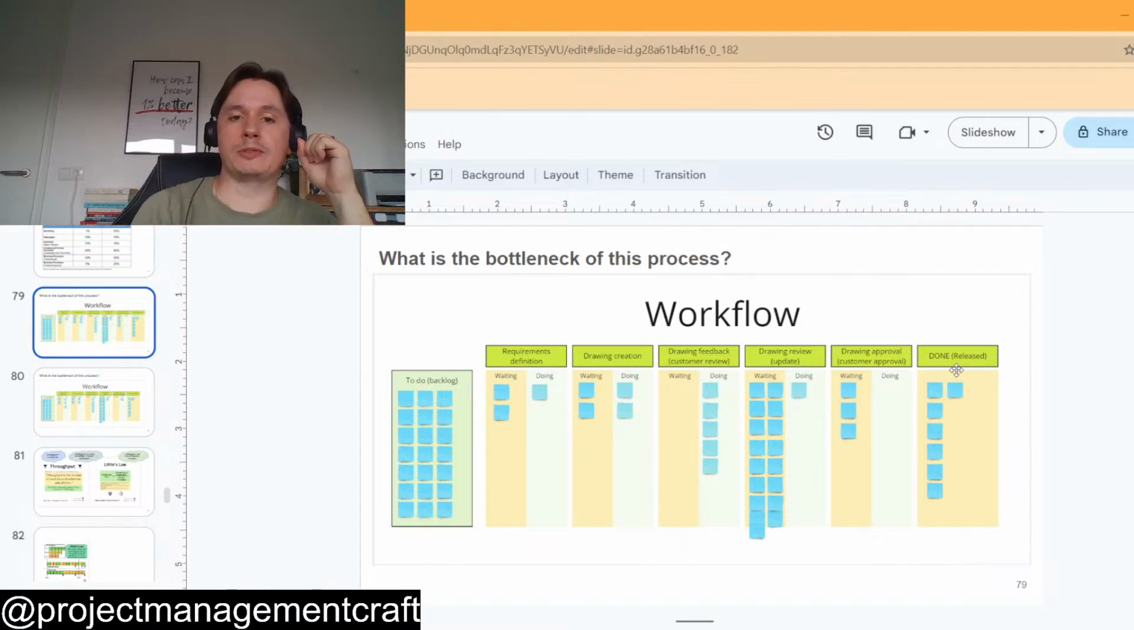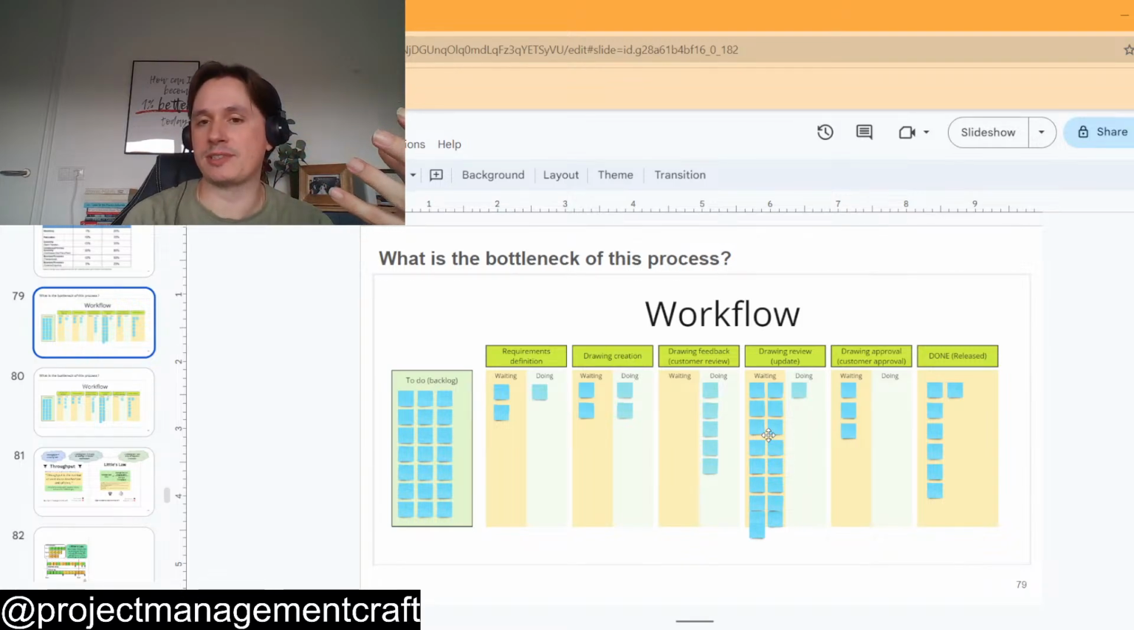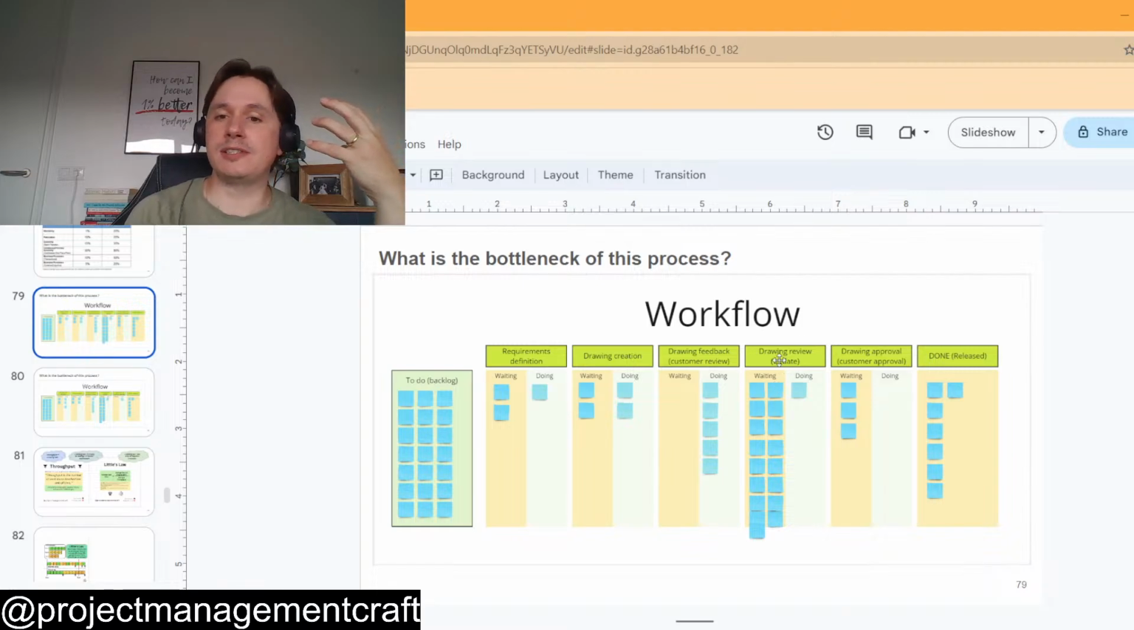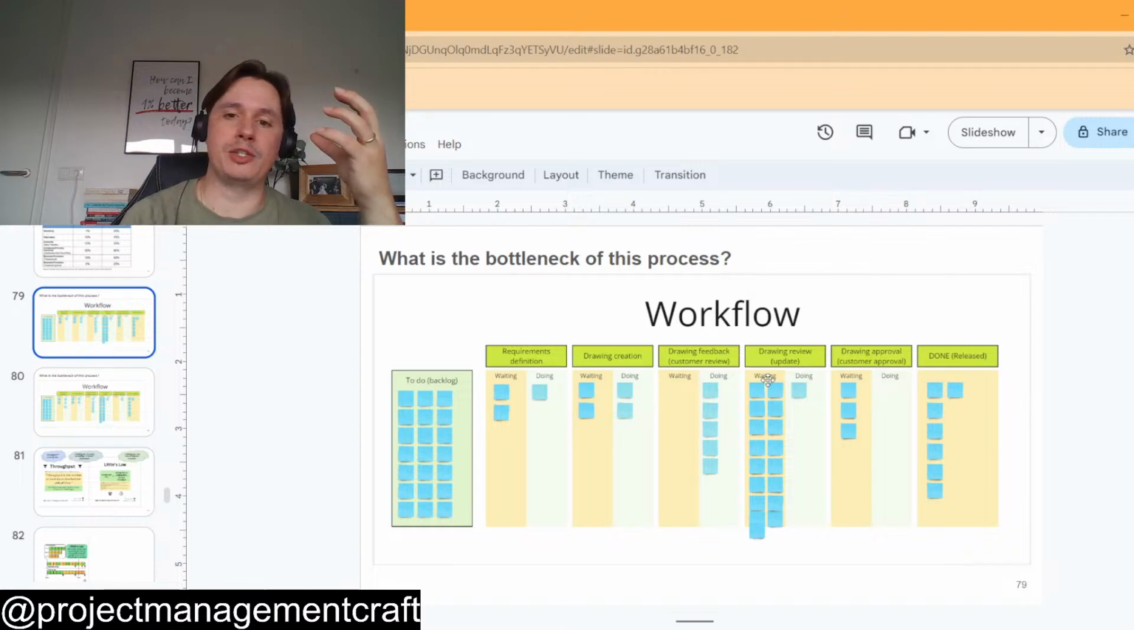Think on that one. If you have those steps and you start to put them in a Kanban, and you identify what the waiting points are, you also start to visualize the type of waste that you have in your process. Think about what I'm showing you here: you have this step called drawing review, and you have a huge number of items in a waiting list.